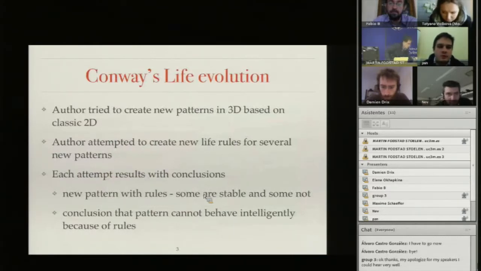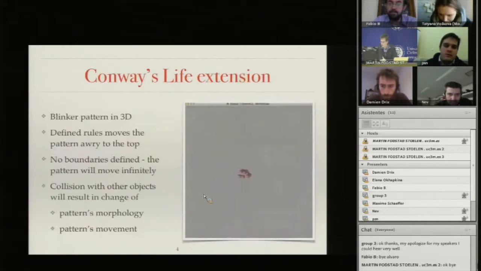It was an attempt to create new three-dimensional patterns based on classical gliders and oscillators from two-dimensional. And if we have new patterns, we need new rules. New rules were developed. And using this experiment, it appeared that some of the patterns are not stable. It was hard to create a stable pattern, but the patterns still don't live intelligently. They can only work within the limits of their rules.